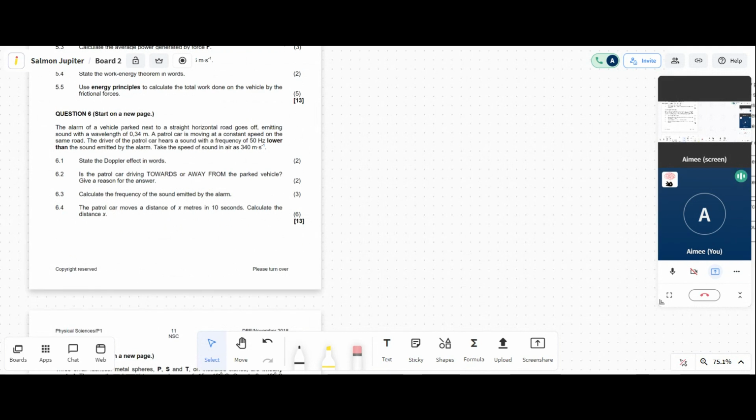It says the alarm of a vehicle parked next to a straight horizontal road goes off, emitting sound with a wavelength of 0.34 meters. A patrol car is moving at a constant speed on the same road. The driver of the patrol car hears a sound with a frequency of 50 hertz lower than the sound emitted by the alarm. Take the speed of sound in air as 340 meters per second. Okay, so number 1, state the Doppler effect in words.